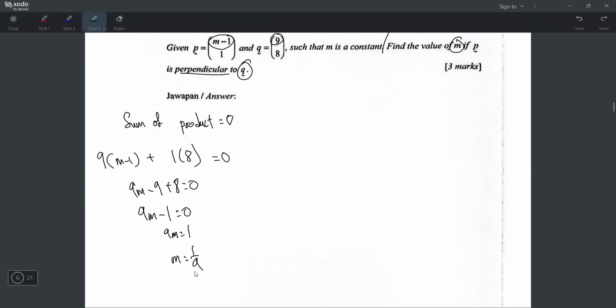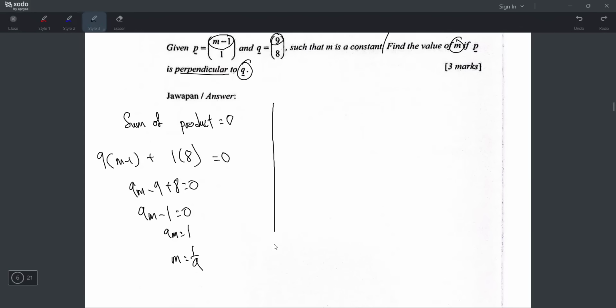So you have to memorize this a bit. Just remember perpendicular, but this one is very rare. But it's good that they asked it in the trial Terengganu, because now I have the chance to tell you, and you have the chance to learn about this. So remember, perpendicular, just do this. Sum of product equals 0. Take the number before i times the number before i, plus the number before j times the number before j equals 0. That's it. You will get the answer.